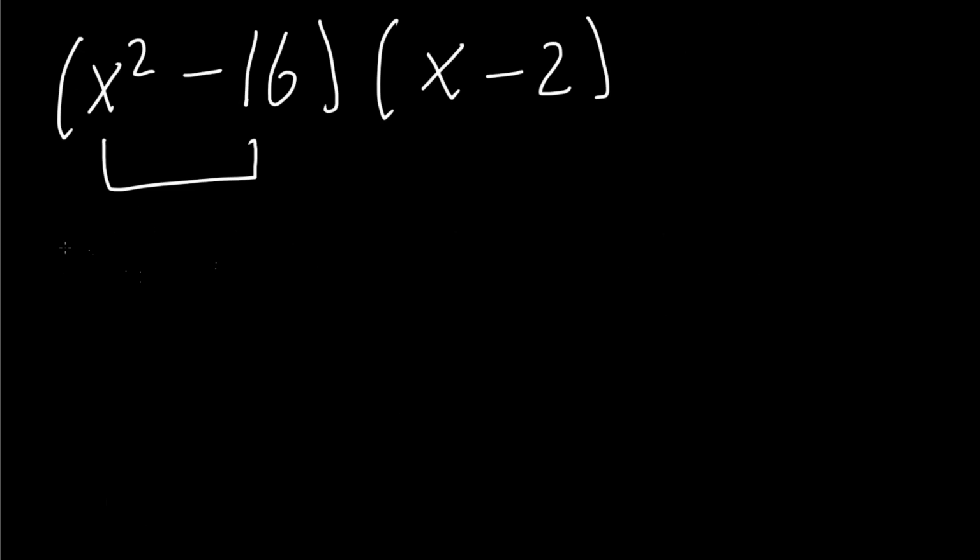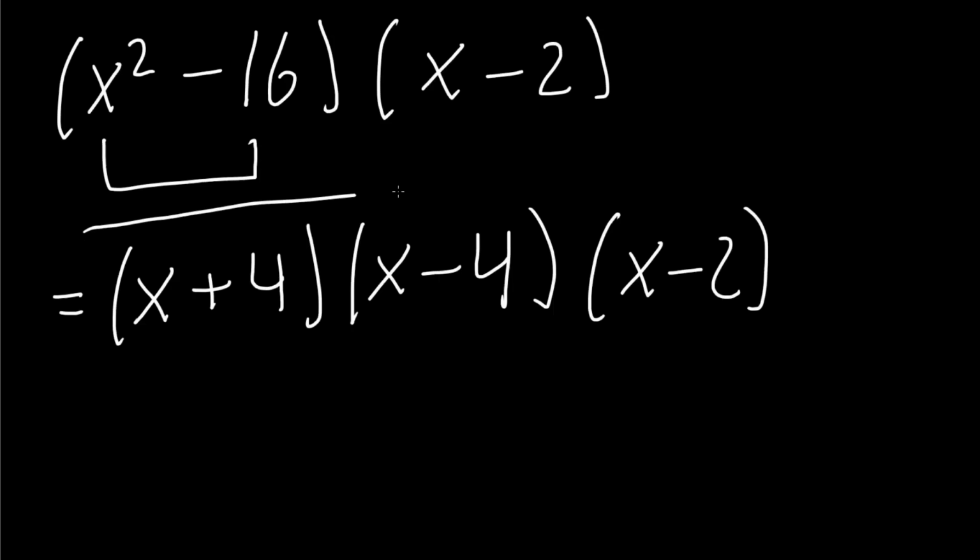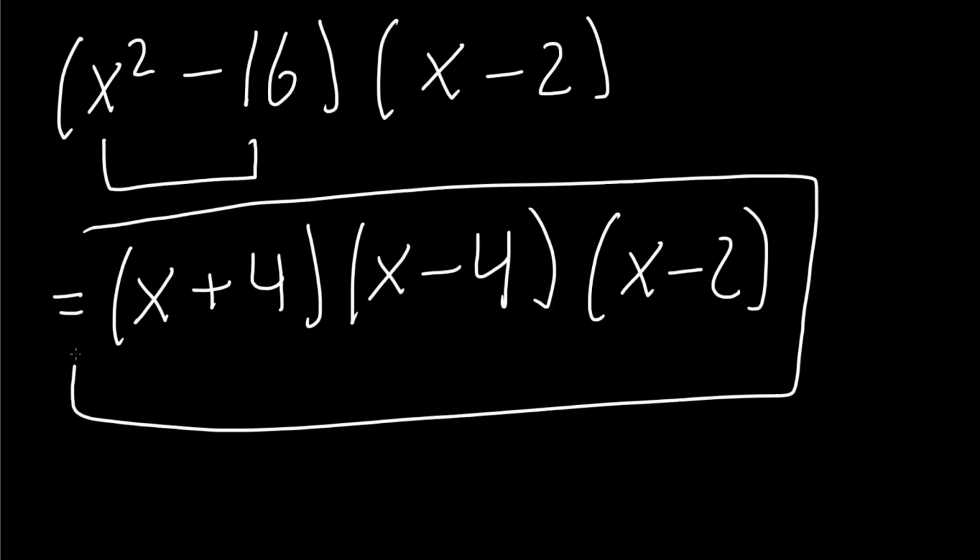And so the final answer would be parentheses x plus 4 times x minus 4, because x times x is x squared. 4 times negative 4 is negative 16. X times negative 4 is negative 4x. 4 times x is 4x. So 4x minus 4x is 0x. And we bring this down. So x minus 2. And so this right here would be the final answer to our problem. And that's all we need to do to factor by grouping.